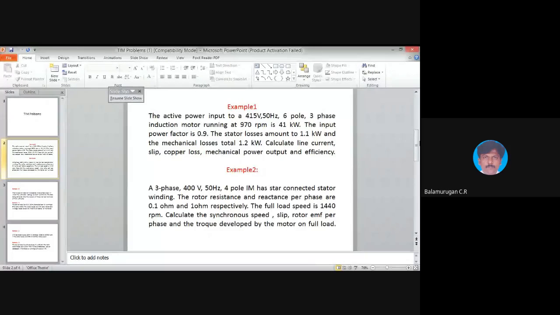Suppose in this problem it is not given. Then what you can do is you can assume. So let the stator to rotor turns ratio be 1.75. And you substitute, you consider this value. You have to assume. So stator to rotor turns ratio will be 1.75. Suppose if it is given in the problem, you can take that value. If it is not given in the problem, you can assume some value.